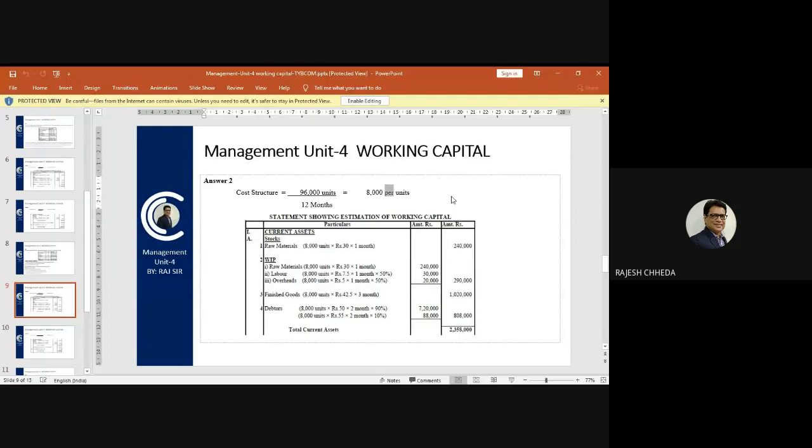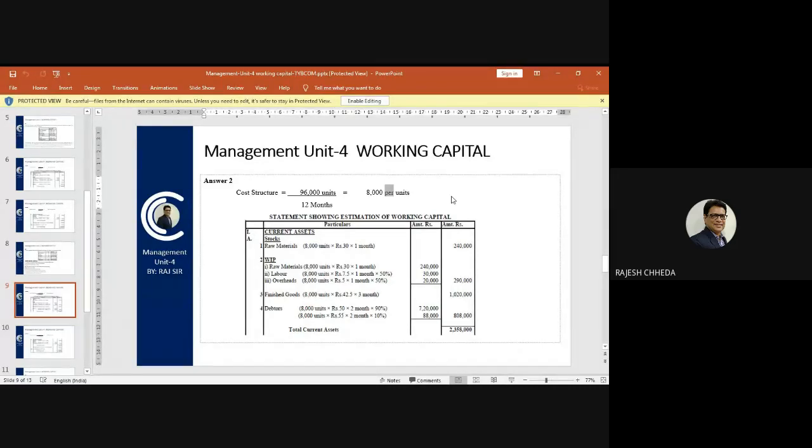So we need to estimate what will be the requirement of amount to be blocked in WIP at this level of activity, 8,000 units per month. So I will require raw material 8,000 into 30 into 1 month, because raw material will be 100% consumed. Labor, of course, you need to multiply by 50%. Everyone is very clear on this point. So the calculation is 8,000 into 7.5 into 1 into 50%.